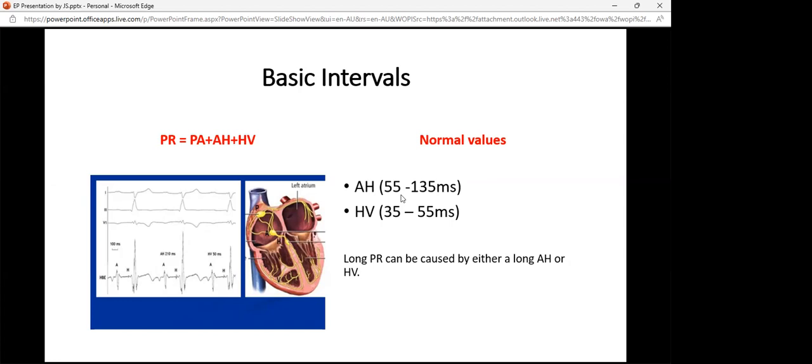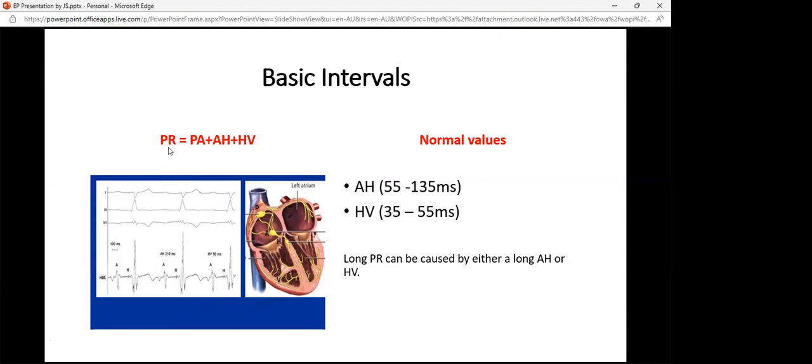A common value here would be anywhere between 55 and 135 milliseconds. Then the third interval we look for is the HV interval. This is a measurement of the conduction time through the His-Purkinje system down to the ventricle. Now, all of these intervals, as we see on our 12-lead ECG, actually make up our PR interval.